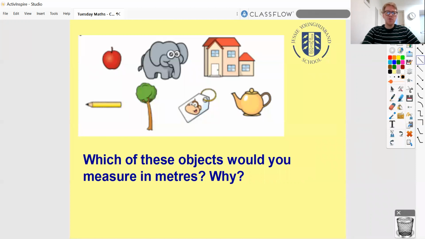So which of these objects would you have measured in meters? Well, meters is not the largest, but it's the largest of the 3 we've mentioned today, and it's a measurement we'd use to measure larger objects. So I would say in this case, the tree, probably a good thing to measure in meters. The elephant, the house, definitely a good idea. Probably not any of the others. If we were measuring, for example, that key ring in meters, chances are we'd need to write something like 0.03 meters, and that wouldn't be very helpful. So yeah, we'd far more likely measure that in centimeters, for example.